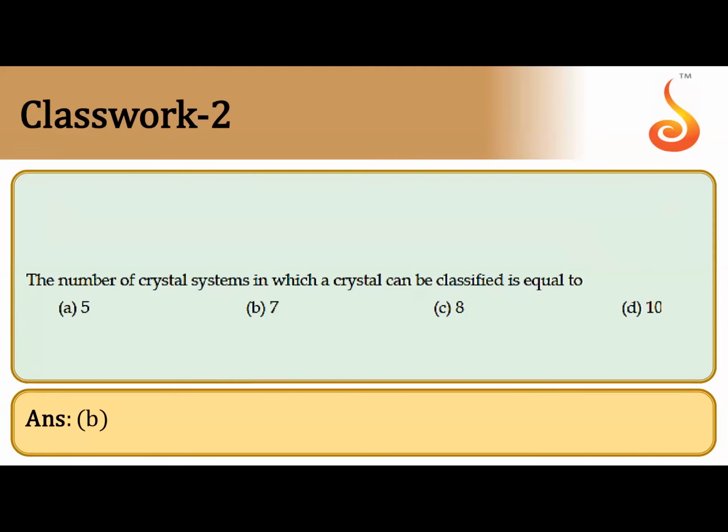Number of crystal systems in which a crystal can be classified is equal to 7. Total number of crystal systems is 7. Option B is the correct answer.